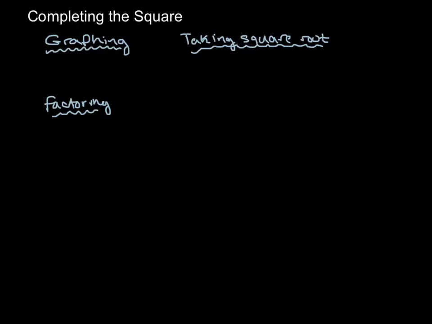Alright, ladies and gents, this video is another continuation towards quadratics. So far, all we've done this chapter is find out different ways to solve a quadratic. The first way we talked about was graphing, and we did this by graphing the quadratic and seeing where it crosses the x-axis. The second method was just taking the square root, straightforward.